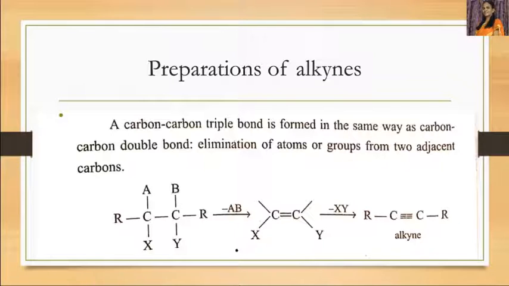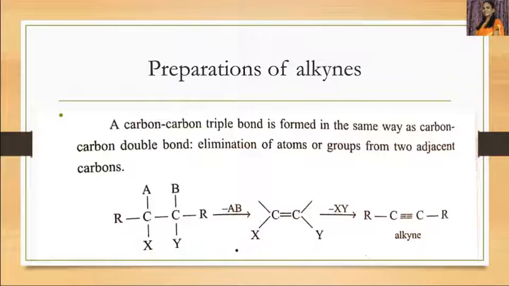Here you can see the general example. Let us consider adjacent carbon atoms where different groups are present, AB and XY. So this carbon has A and X, and this carbon has B and Y groups.